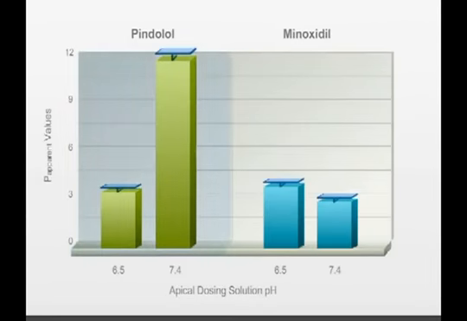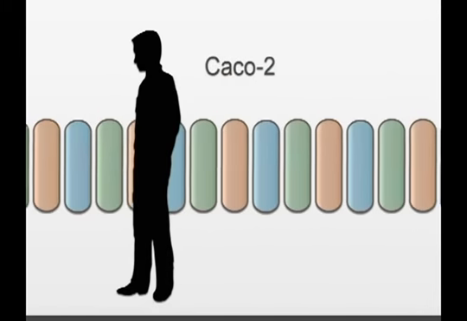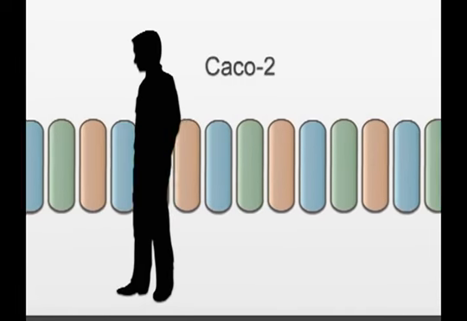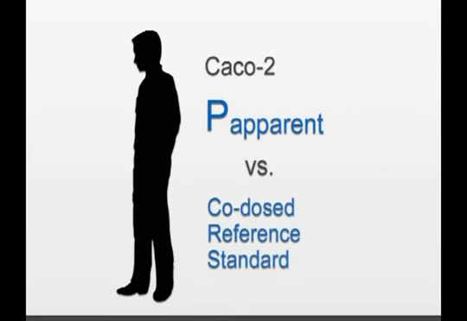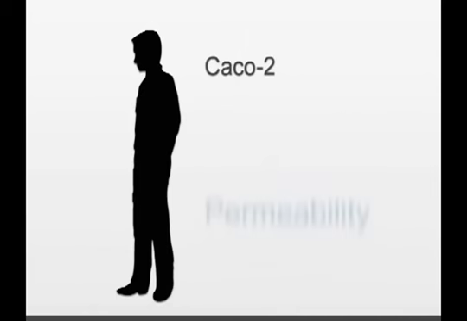Pindolol, our old reference compound, was very sensitive to apical pH in our in vitro system. But for minoxidil, the new reference compound, there is no difference in P apparent at pH 7.4 versus 6.5. FDA inspectors have told us that they like the fact that the new reference compound behaves the same way at either pH. As we said, the Caco-2 assay system categorizes permeabilities on a rank order basis. That is, the value of P apparent of an API must always be compared with that of a co-dosed reference standard in order to properly categorize the permeability of the API.